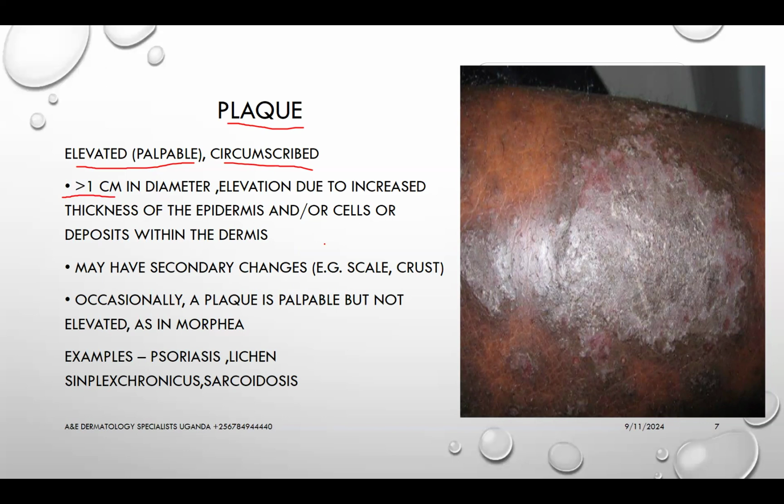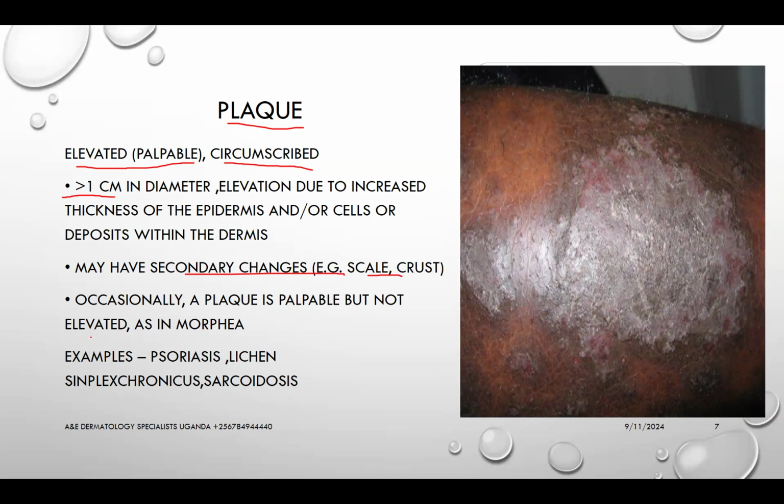It may be due to the cells in the epidermis being more than normal, or even the cells within the dermis being more than normal, or increased fluid in between these cells, what we call edema, causing that elevation and giving you a plaque. It can also get secondary changes, which we shall see later, which can be a scale or a crust, and occasionally a plaque is palpable but not elevated.